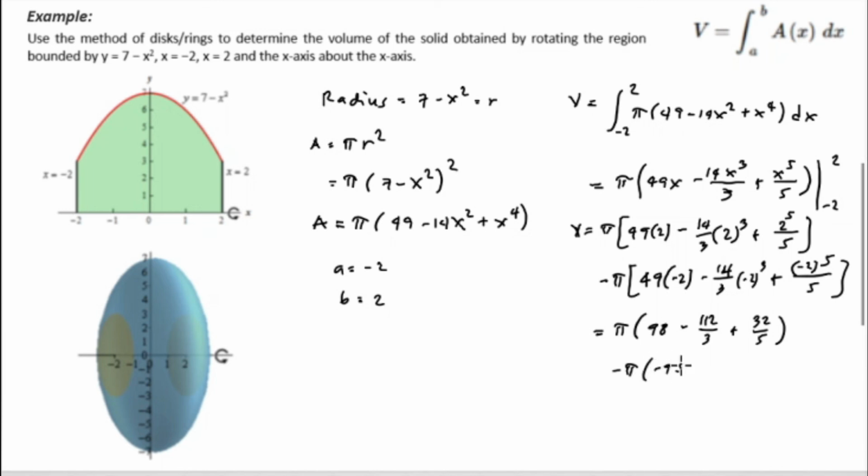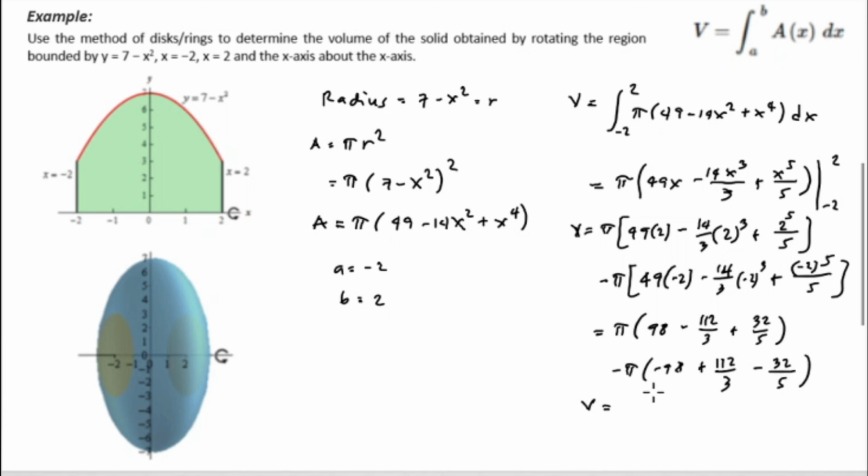is negative 98. Negative 14 over 3 times negative 2 cubed, it is negative 8 times 14 over 3 with a negative sign, and the value is positive 112 over 3. And negative 2 exponent 5, which is negative 32, or negative 32 over 5, close parentheses.